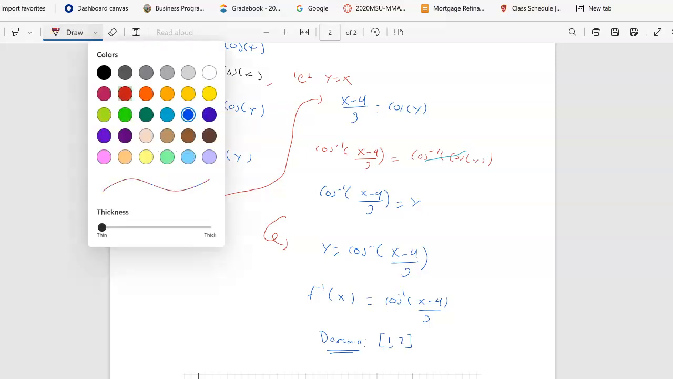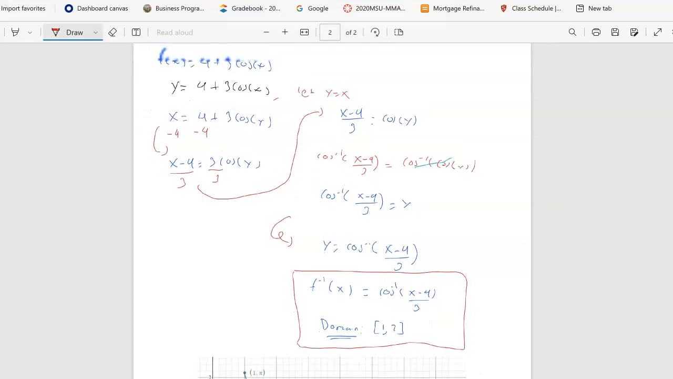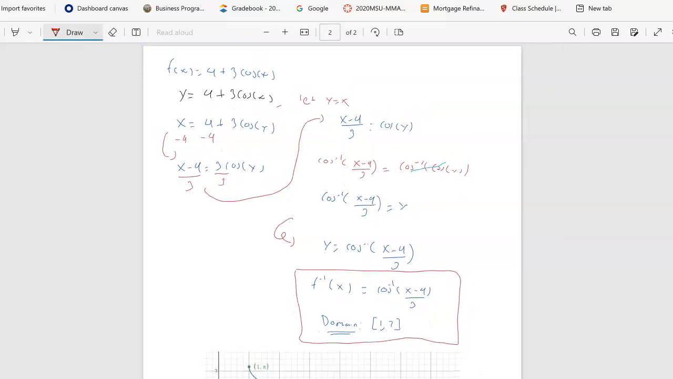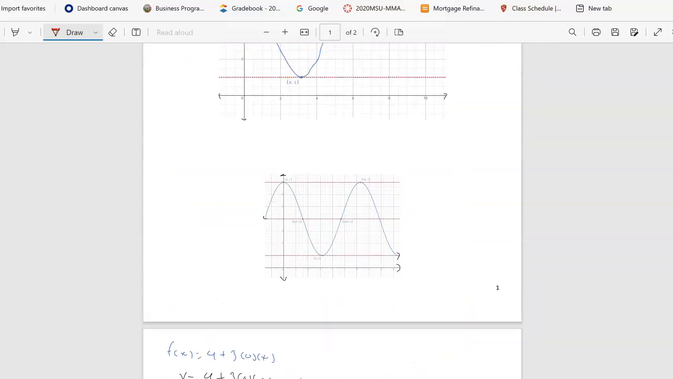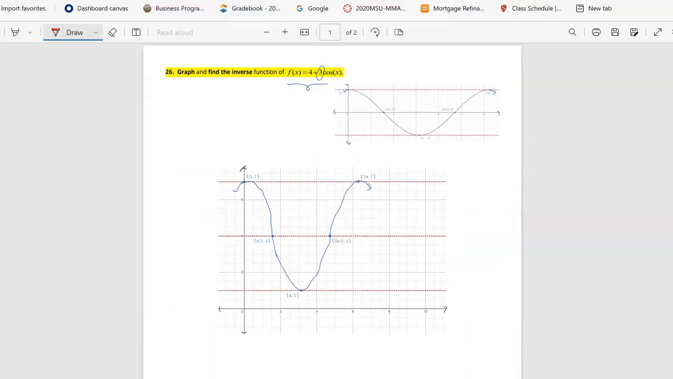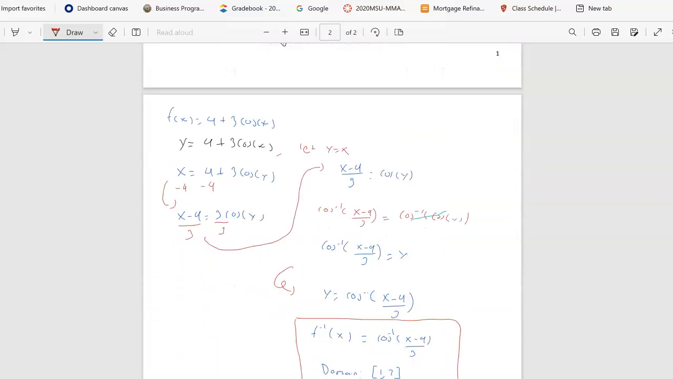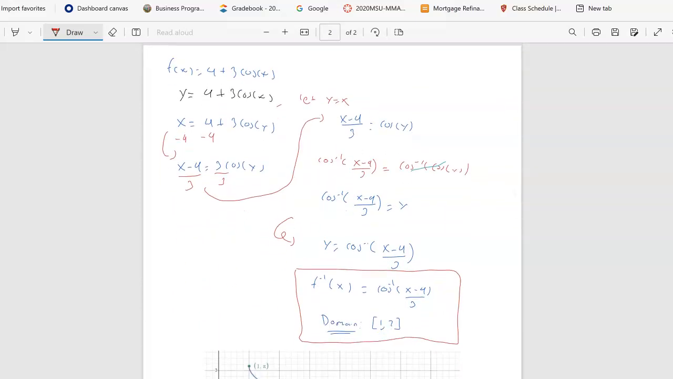So our final answer, and we do have to state the domain because technically the original function is not 1 to 1. So when you're constructing an inverse, you have to make it into a 1 to 1 function. In this case, what makes it into a 1 to 1 function is the line segment that is selected.